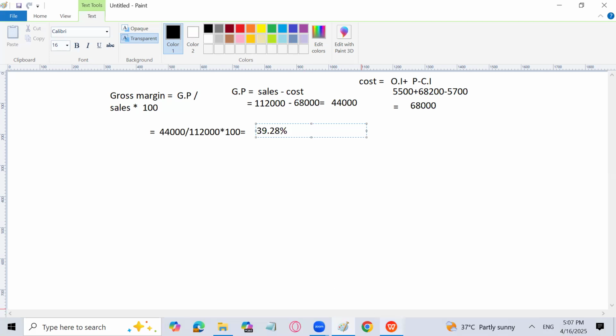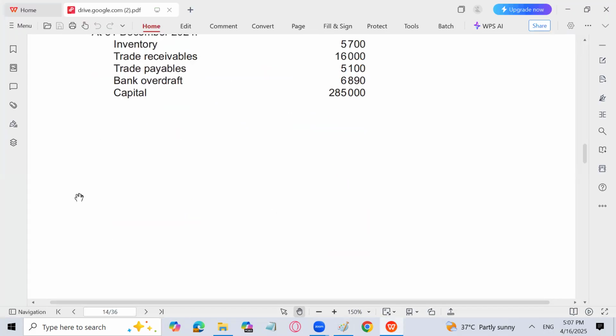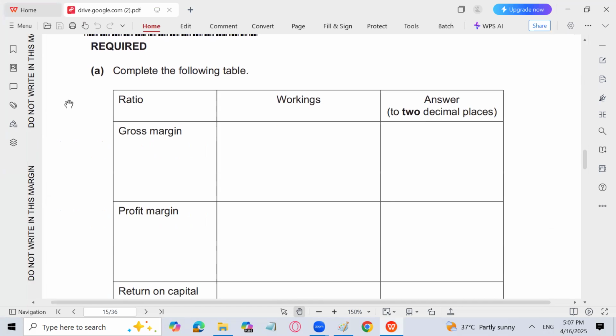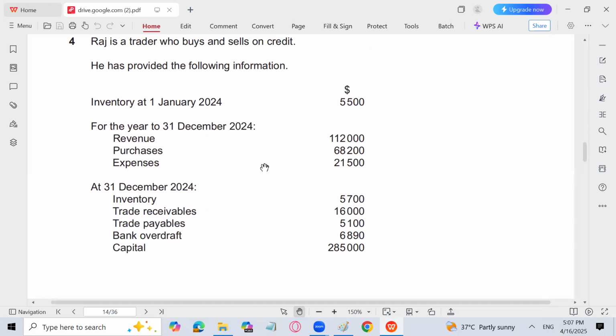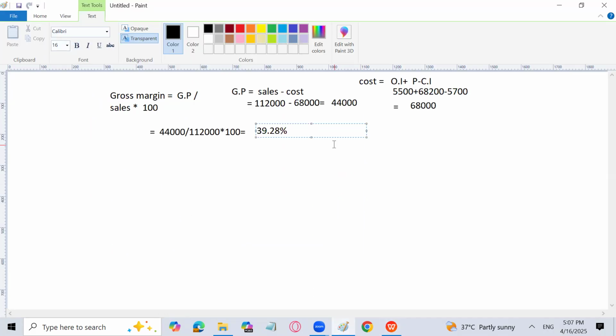39.28%. Next, the ratio we will calculate is the profit margin. First of all, how are we going to calculate profit? From gross profit, we have to subtract the expenses, which are 21,500. So we'll calculate the profit first. Gross profit 44,000 minus 21,500. What is the profit for the year? 22,500.